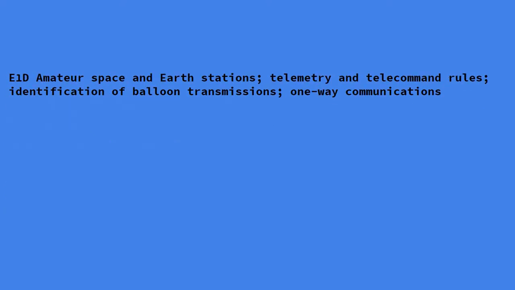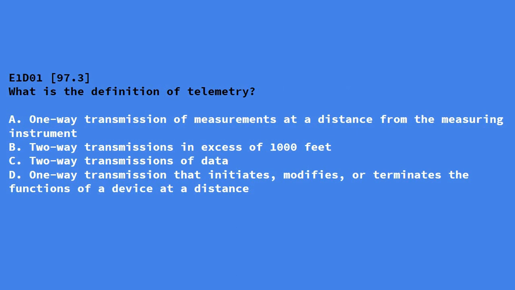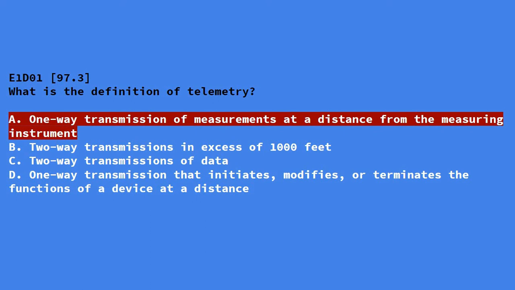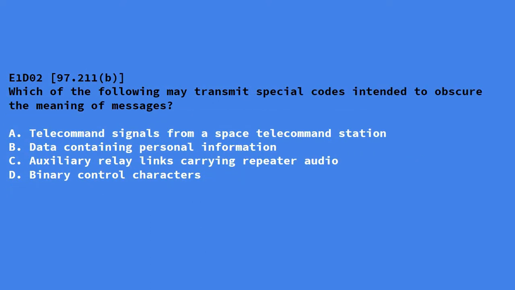Going on to E1D, amateur space and earth stations, telemetry and telecommand rules, identification of balloon transmissions, and one-way communications. E1D01, what is the definition of telemetry? One-way transmission of measurements at a distance from the measuring instrument. E1D02, which of the following may transmit special codes intended to obscure the meaning of messages? Answer is telecommand signals from a space telecommand station.